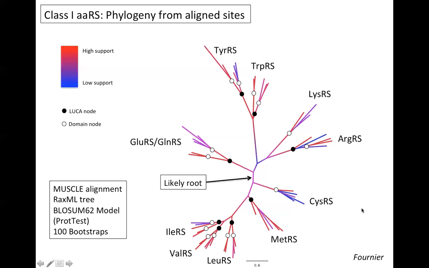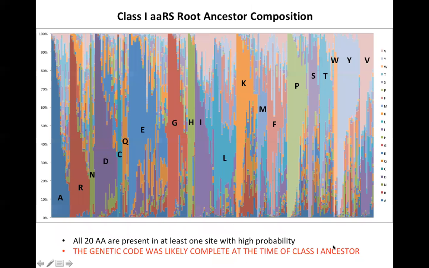We can also use this to investigate the genetic code. If you take a tree of synthetase proteins and you think you know where the root is, you can reconstruct the likely ancestor sequences. And you can look at the presence or absence of specific amino acids. And if we do this, what we can see is all of the 20 canonical amino acids are present with a high probability in at least one site, which tells us that the genetic code must have been complete even before the synthetase families diversified.